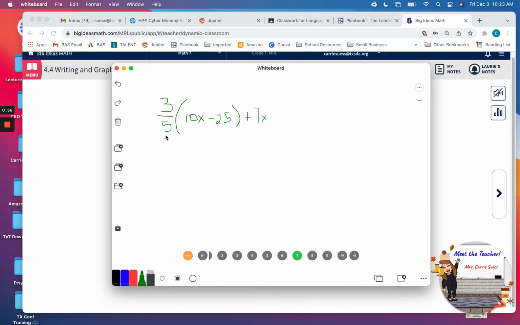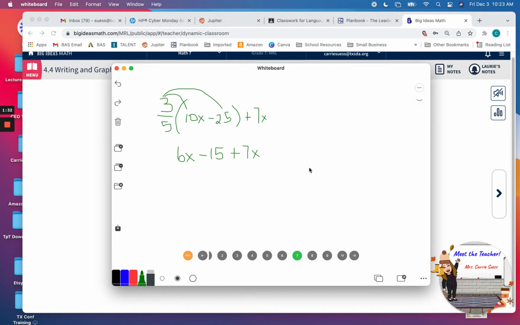So then we look outside the parentheses. The 3/5 is right next to the parentheses, meaning multiplication. So we're going to do distributive property and multiply times everything inside the parentheses. So what is 3/5 times 10? 6. So then we put the x next to that. And then we do 3/5 times negative 25. Which would be negative 15. Okay, and then I just bring down my plus 7 because we didn't do anything with that on the first step. Write this down. Good so far?